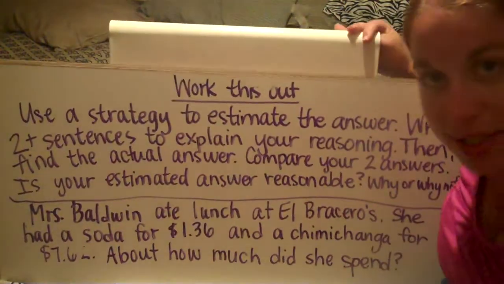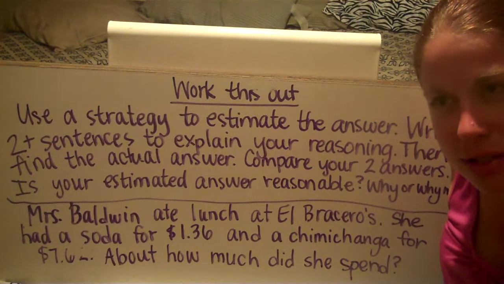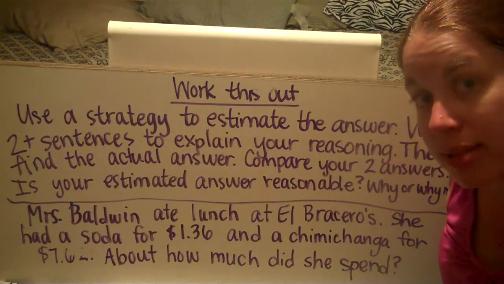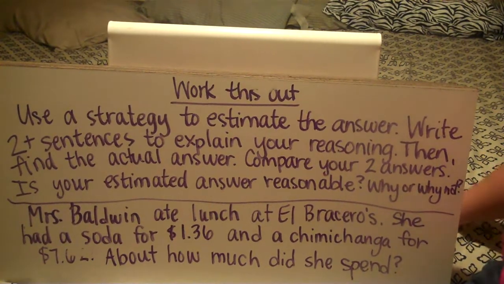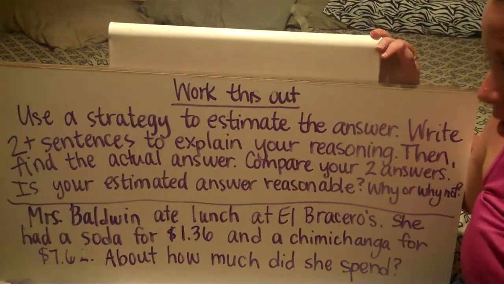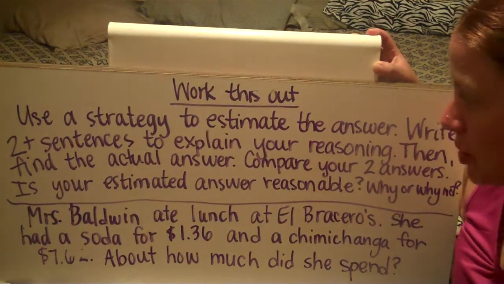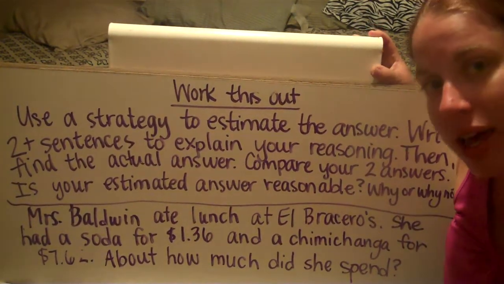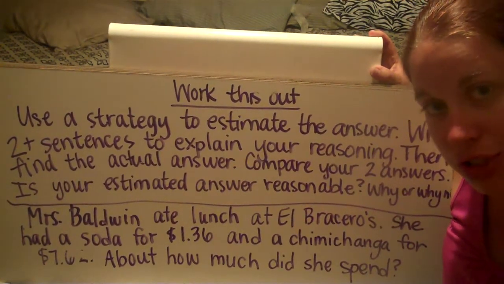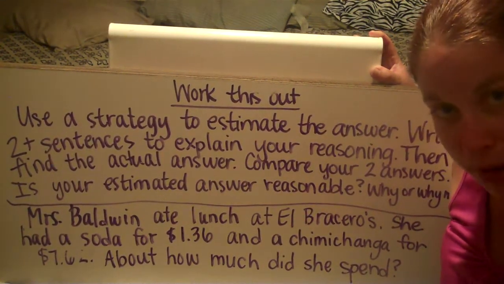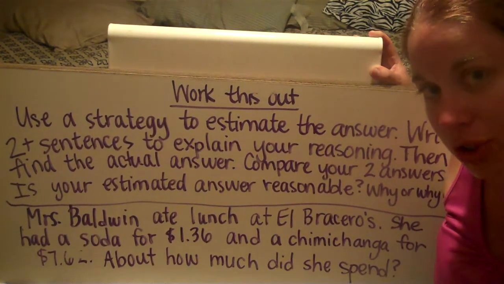Now I want you to work this out. You're going to use one of those strategies, either the estimate one number strategy or estimate two number strategy. And you're going to estimate the answer to the problem. You're going to write 2 sentences to explain your reasoning. Then find the actual answer. So not only are you doing the estimated answer, but I want you to find the actual answer too, meaning add up the actual numbers. Your job in this is to see if your estimation is correct.